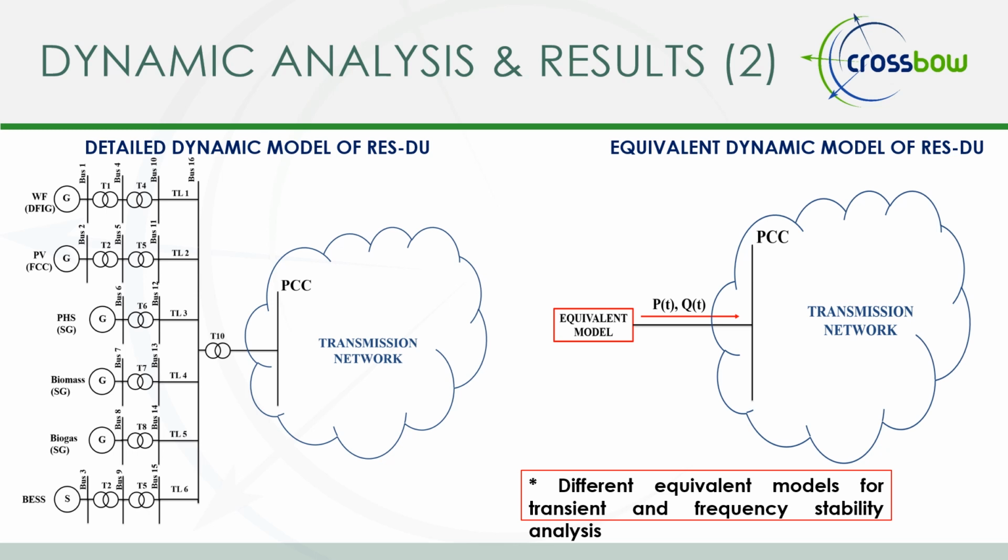A three-phase fault at a transmission network bus is used as a system disturbance in deriving the equivalent dynamic model for transient stability studies, as three-phase faults usually cause the most severe operating conditions in the network. On the other hand, an increase in total transmission network demand represents a system disturbance for frequency stability analysis.